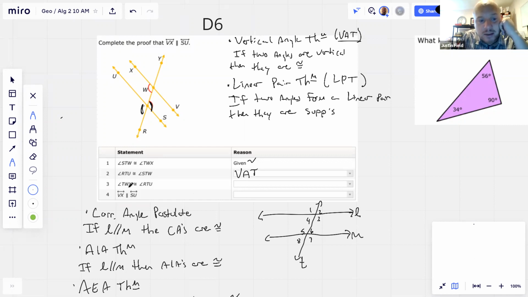And then how about TWX? Let me choose a different color for these. TWX is right here, and RTU is right here. So we know that those are corresponding angles, but we don't know that the lines are parallel. So we can't say corresponding angle postulate, because the corresponding angle postulate is only true if the lines are parallel. And we don't know that.